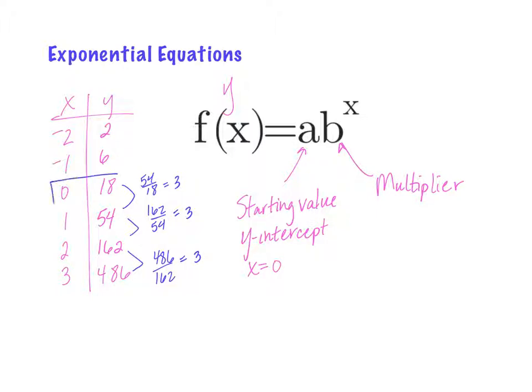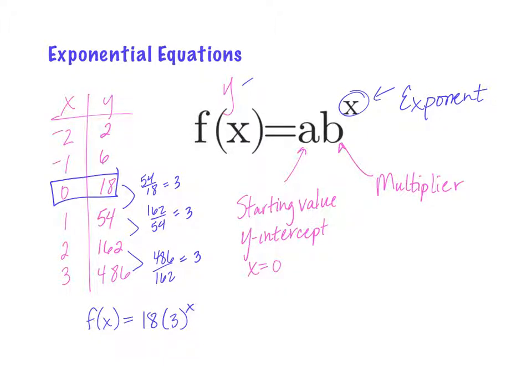My starting value would be where x equals 0. So this equation would be f of x equals, or y equals 18 times 3 to the x. That x, that's just your exponent, tells you how many times that gets multiplied. And then y is usually your total. If we're looking at a word problem, that's your total outcome. So that's the exponential equation.